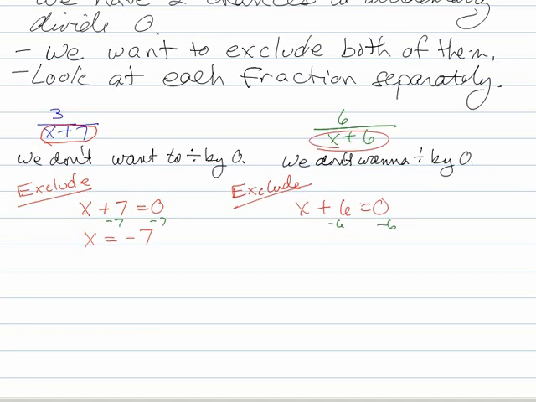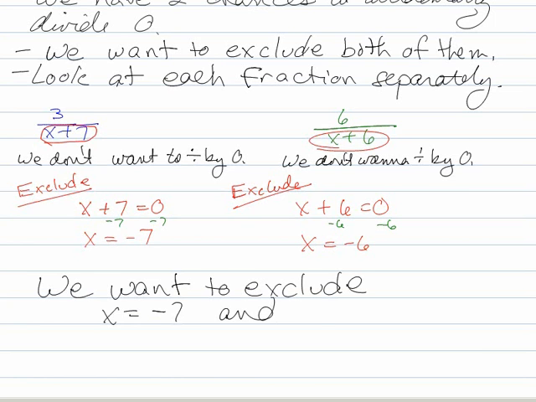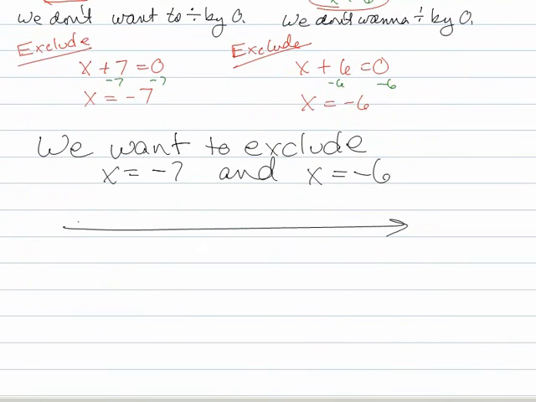So we want to exclude x equals -6. Right, so to kind of summarize, we want to exclude x equals -7 and x equals -6. Got it? So drop our little number line, -6 and -7. So we're going to exclude these points, so we put an open circle on them. Everything else works. Everything works except for those 2 very, very specific points.